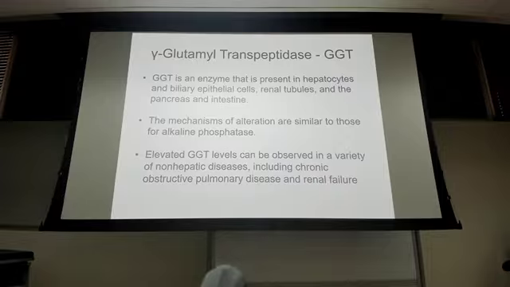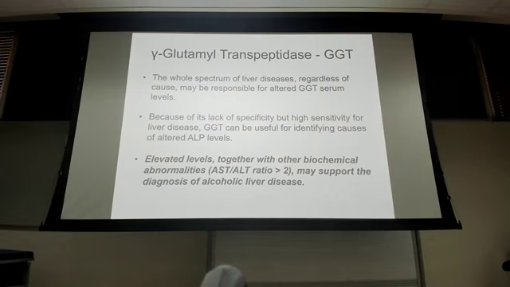GGT can be observed in a variety of non-hepatic diseases, such as COPD and renal failure as well. Alk phos is elevated, check GGT, just what we said on the last slide. So a whole spectrum, any of the liver diseases, regardless of the cause, may be responsible for altered GGT. Like I said, it's sensitive, but not specific.